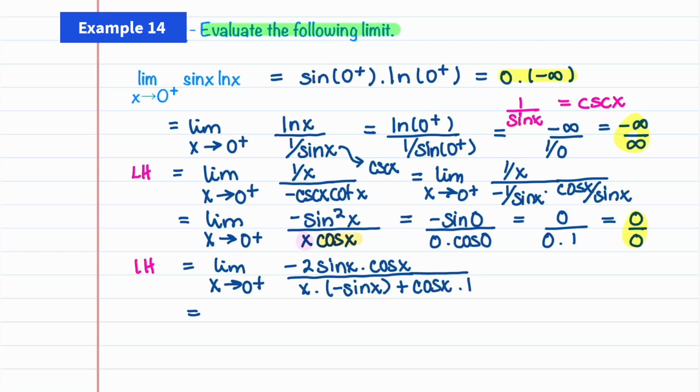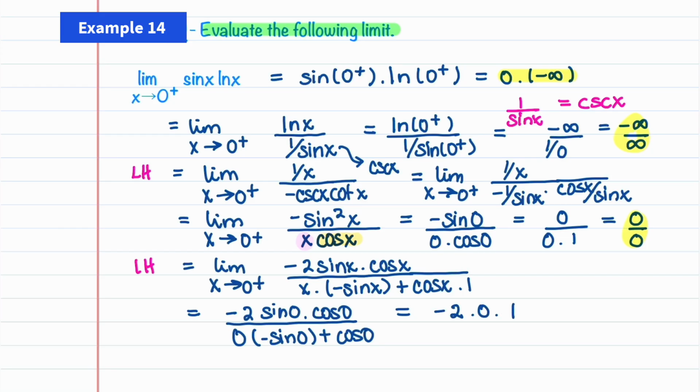Now let's go ahead and let x be equal to 0. So this is minus 2 sine of 0 times cosine 0, all divided by 0 times minus sine 0 plus cosine 0. Sine of 0 is 0, so this is minus 2 times 0 times 1, all divided by 0 plus 1 in our denominator, and this gives us an answer of 0 over 1, which is equal to 0. And that's our final answer.